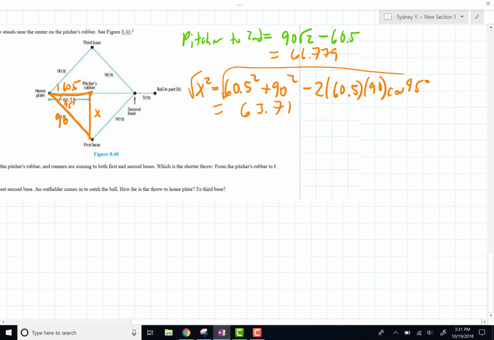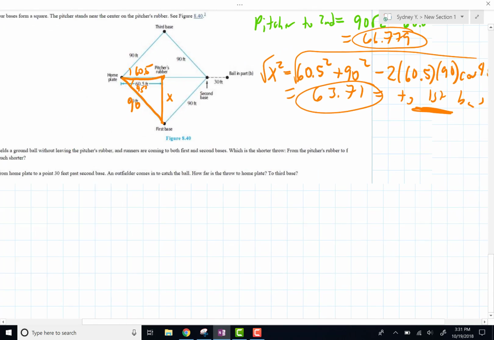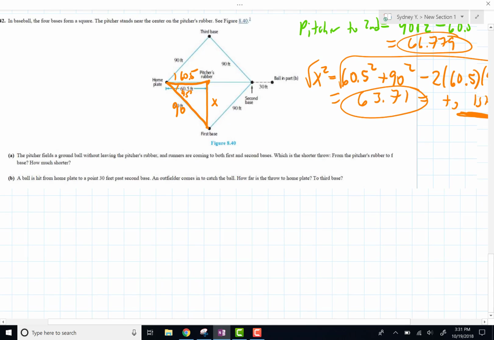So, and that's to first base. So pitcher to second was 66.79, pitcher to first was that, so it looks like it's a little bit closer to throw to first base, and then you can just subtract and find by how much. Whew. All right, let's see what they got for the second one.